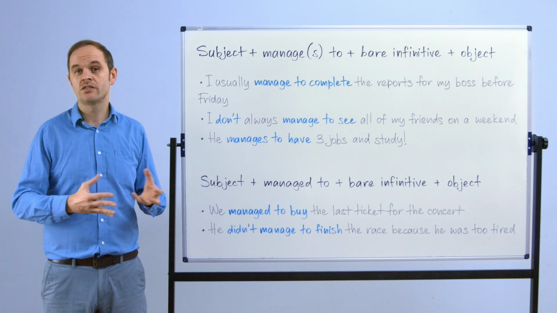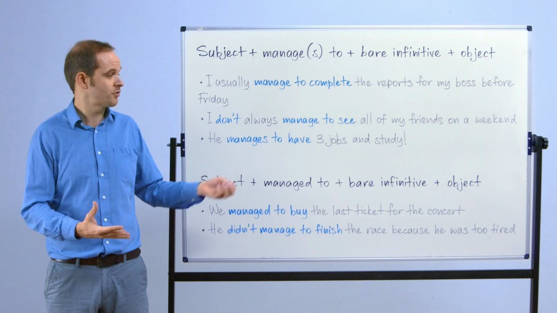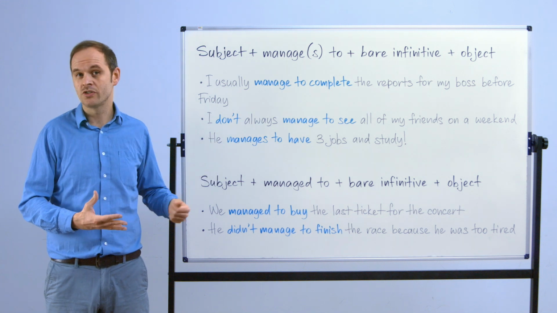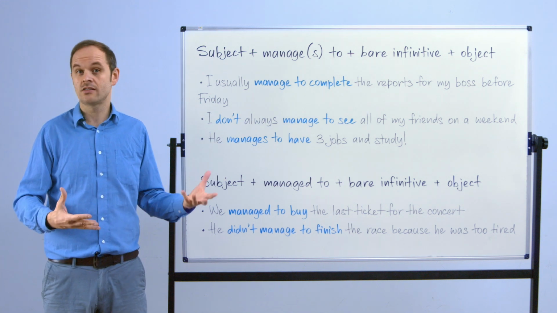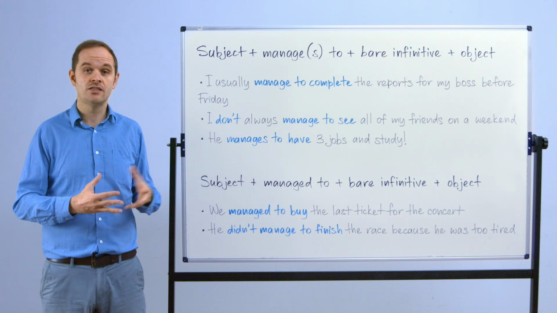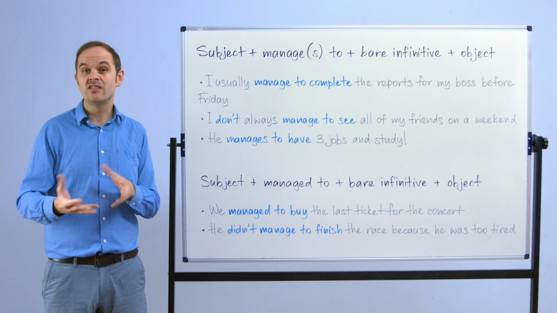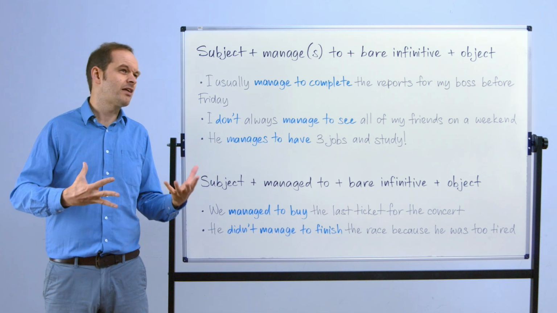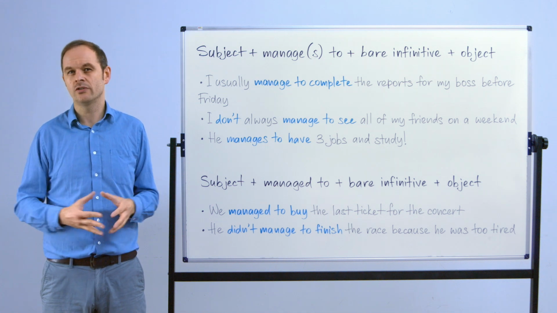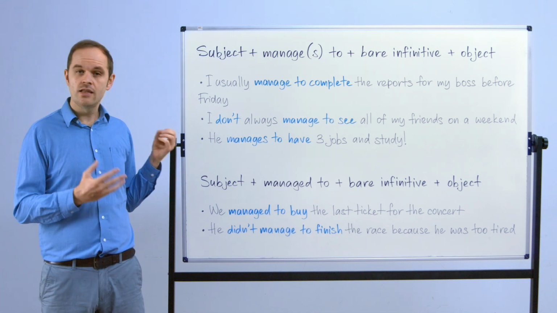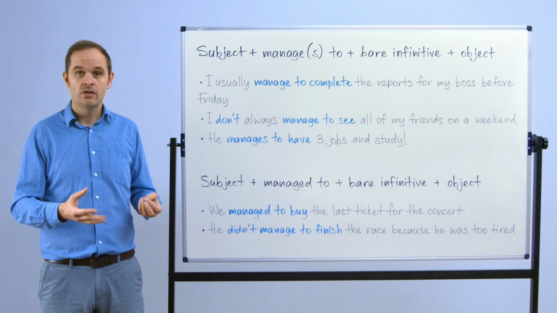So this situation is describing something very difficult. We're describing somebody with 3 jobs who also succeeds in studying. And so here we can see this is why we use manages to instead of can or could, which doesn't really give a lot of information about how difficult a task is. In the past, manages to is simple.